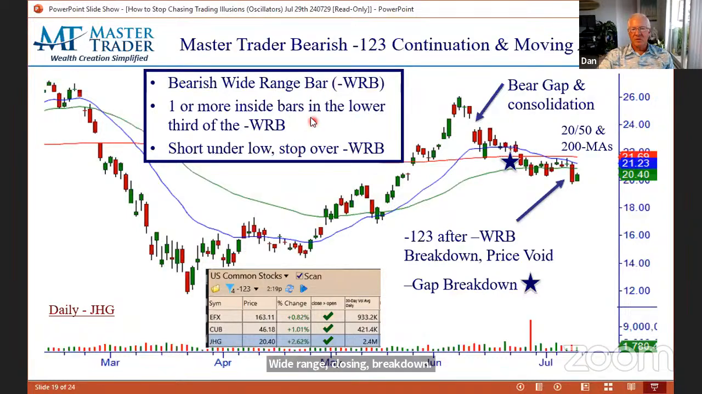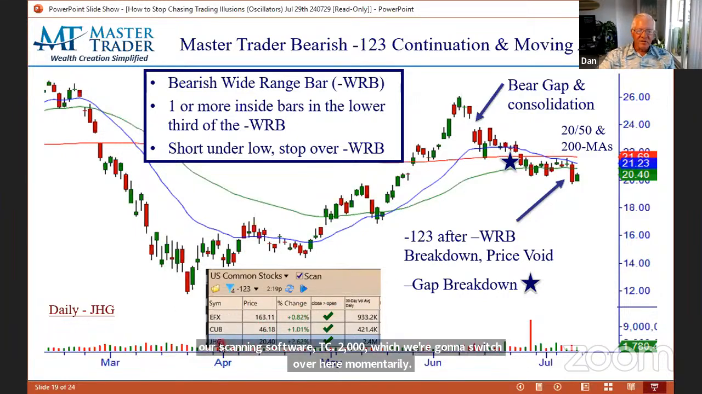This is what we call a bearish 1, 2, 3 continuation. And it's at all these converging moving averages. It's under them all. And I have a price void. We found this with our scanning software, TC2000, which we're going to switch over to momentarily. And that's where I found this thing, JHG, right here.